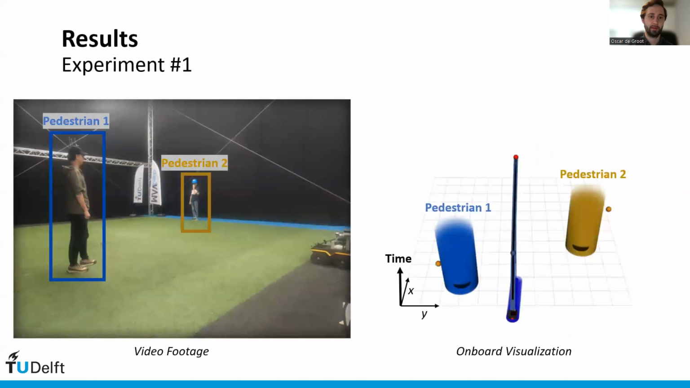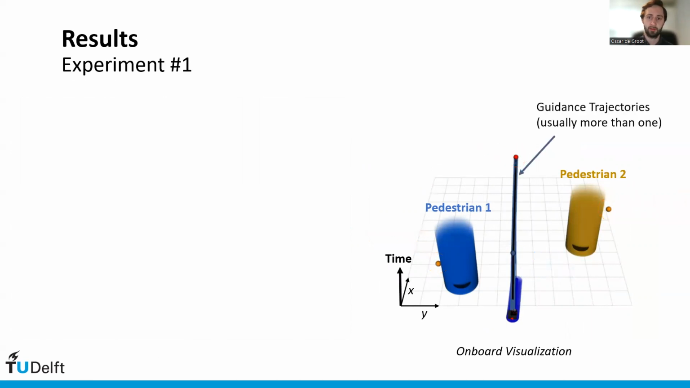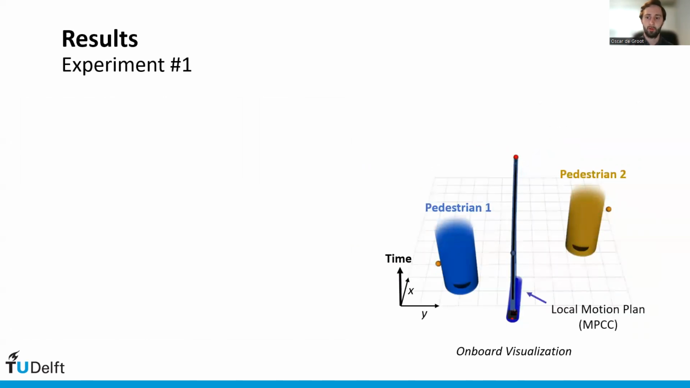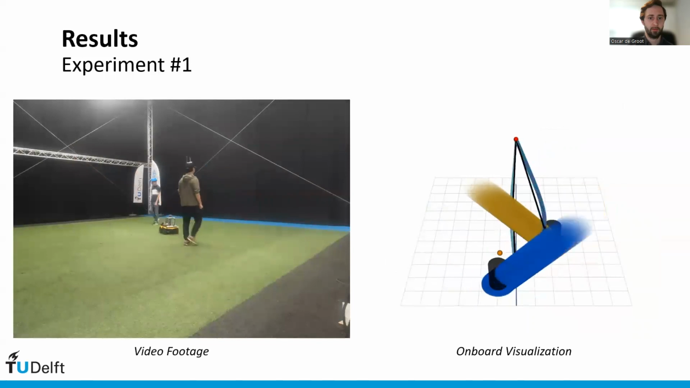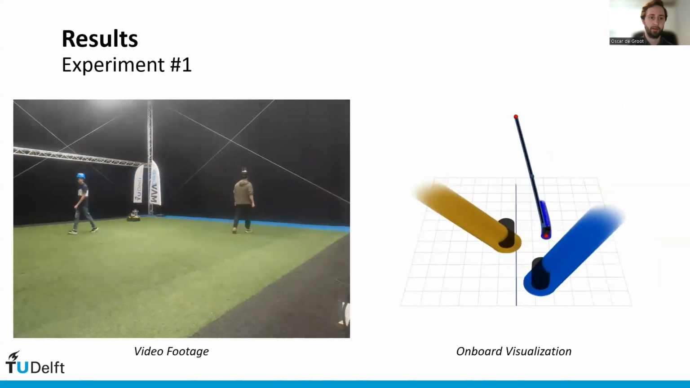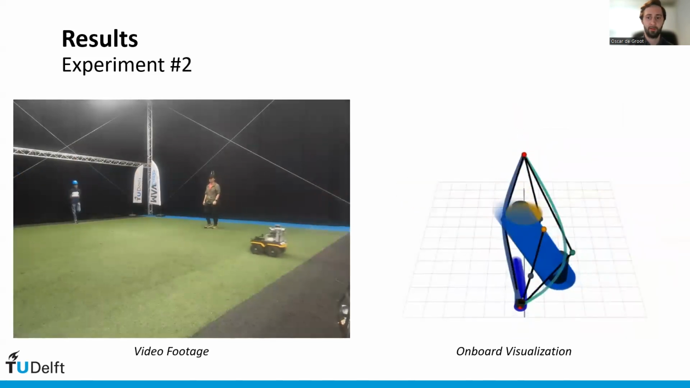First, in the real-world case, we have on the left here camera feed and on the right the visualization of the methods. And what we visualize is the graph that we construct using the visibility PRM method. And we show the guidance trajectories that we compute with this. And usually there are more than one, each identified by a different color. And we show what the local motion plan is doing, which is this model predictive contouring controller. In the first experiment, the two pedestrians are crossing. And we see that the robot is able to pass behind the second pedestrian, even though it first plans to go in front of it. And this shows that it can escape a local optimum.